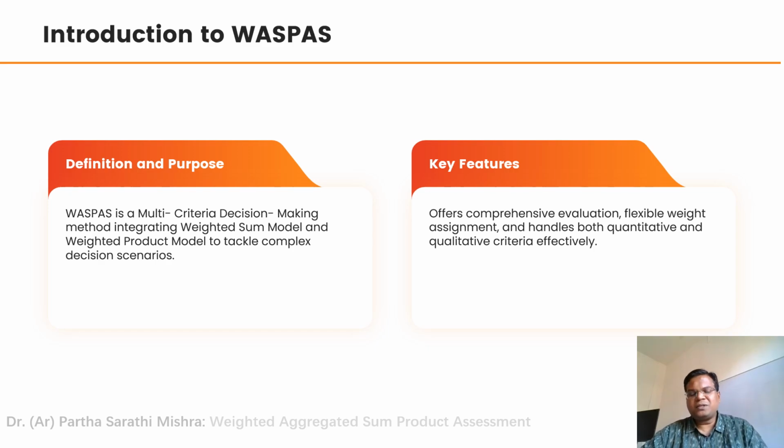The key feature of the WASPAS method is that it offers comprehensive evaluation, flexible weight assessment, and handles both quantitative and qualitative criteria effectively. So in this WASPAS method, as we are using the weighted sum method and weighted product method simultaneously, we can use the quantitative parameters, variables, attributes, whatever you can say, along with the qualitative parameters. So this is the main feature of this WASPAS method.